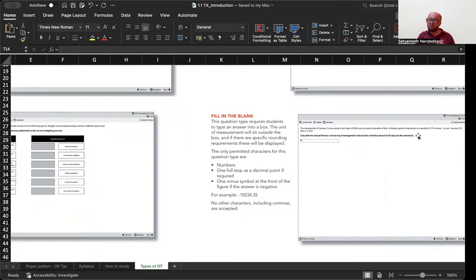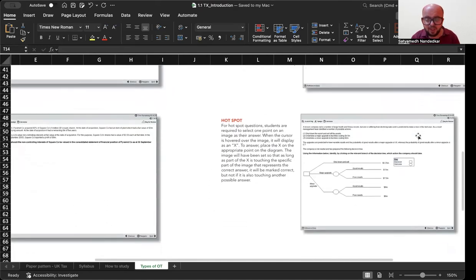So that rounding off to the nearest dollar, what does it mean? Rounding off to the nearest thousand, what does it mean? So you will have to do it accordingly. So you have to be super careful when you are punching in the answer.